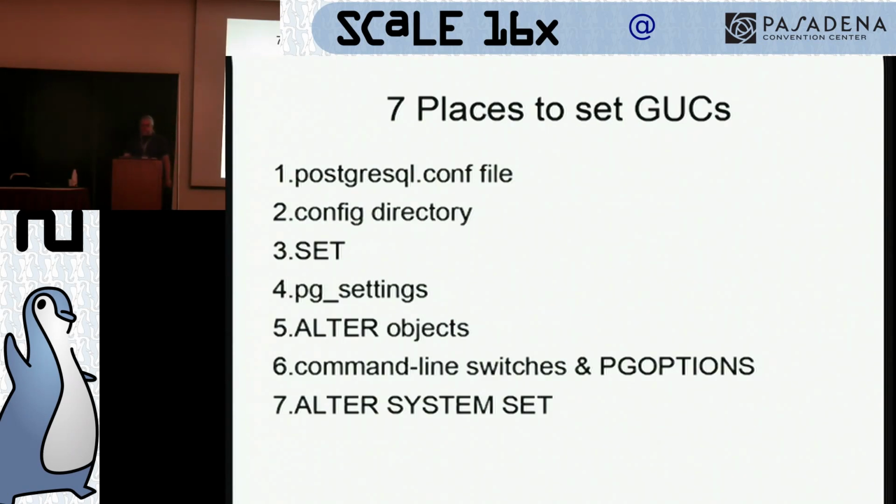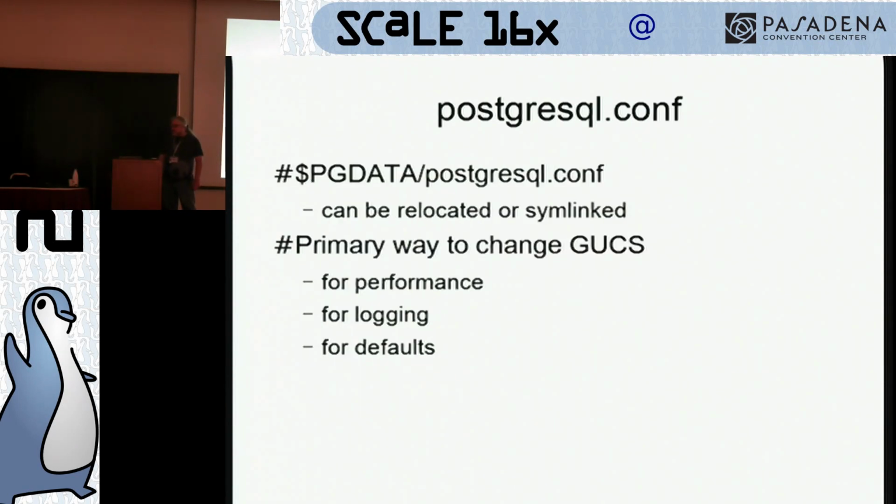Now we are to our 7. And this is the 7 different places that you can change configuration settings. Yes, actually 7. Because in the world of Postgres, we never eliminate anywhere where you could tweak a knob. We just add new places. So, obvious one, the postgresql.conf file. What almost everybody starts with, what a lot of people stick with pretty much forever.